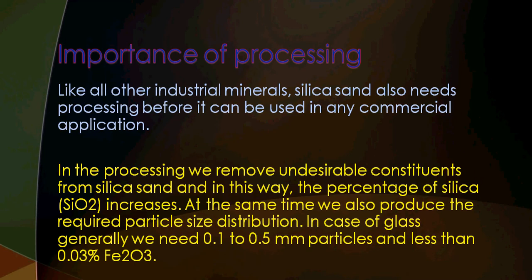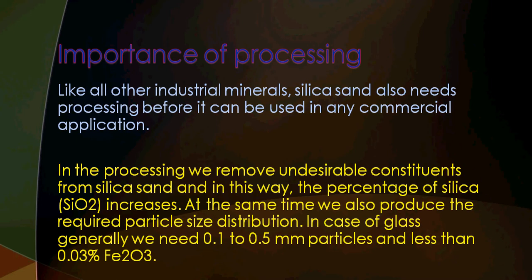Importance of processing. Processing is very important. Like all other industrial minerals, silica sand also needs processing before it can be used in any commercial application. Processing can be simple, it can be complicated, it can be very complicated. But we need some kind of processing before we use silica sand in a commercial process.